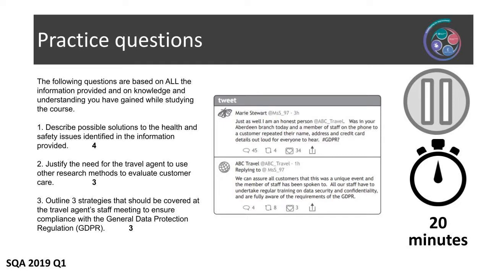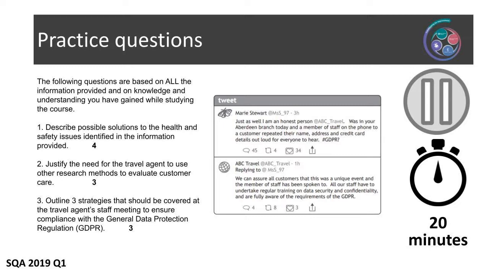So our 3 questions that we've got to answer around this scenario are the following. The questions are based on all the information provided and on knowledge and understanding you have gained while studying the course. First question, describe possible solutions to the health and safety issues identified in the information provided. So that's a describe question there, and we're describing health and safety issues and solutions to them. Justify the need for the travel agent to use other research methods to evaluate customer care. That question's worth 3 marks.